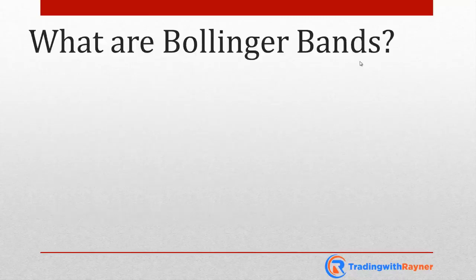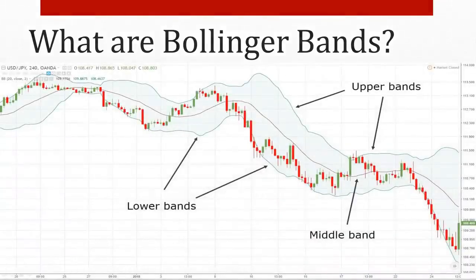So first and foremost, what are Bollinger Bands? To understand this indicator, you must know that it has three components. The first component is the middle band. This is a very simple 20 period moving average, represented by the middle band. And then the lower band and the upper band are simply two standard deviations away from the mean, or rather away from the middle band.